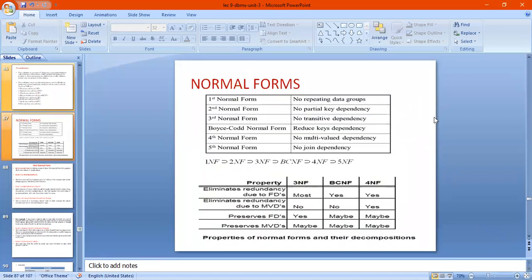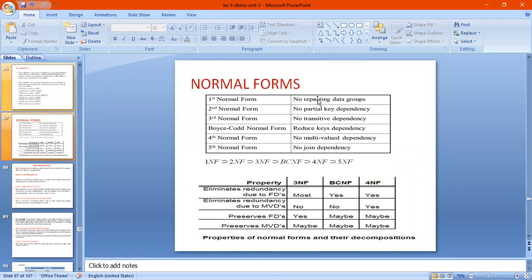Normal forms are so many. So what is going on in the first normal form? No repetitive data groups. Second normal form, no partial key dependencies. Third normal form, no transitive dependency. Boyce-Codd normal form reduces key dependency. Fourth normal form, no multivalued dependency. Fifth normal form, no join dependency.